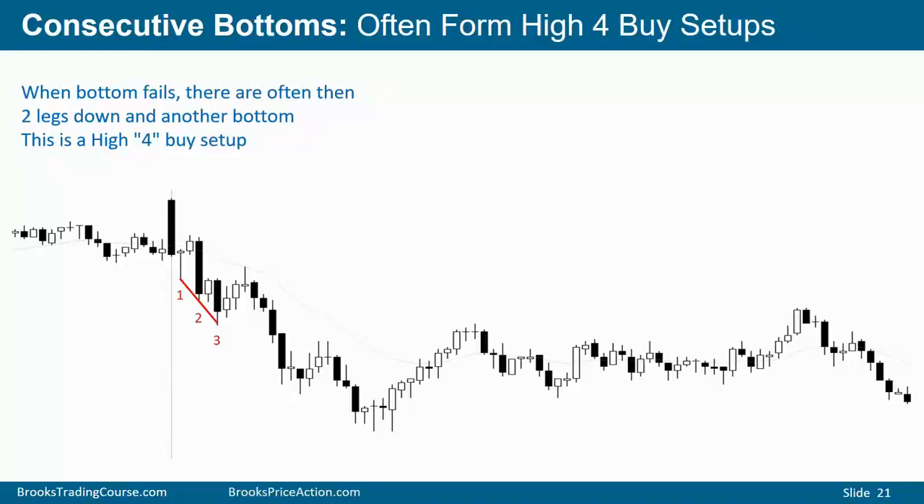I used to refer to this kind of a setup as a high 4, but so much of the time it's really a high 5 or a high 6. Basically, it's a complex consecutive bottom pattern where you get a complex bottom and then a second complex bottom. And it can be a high 4, a high 5, or a high 6. The first bottom was a wedge, and the second bottom is also a wedge. So this is a high 6. If you want, you can call it a variation of a high 4, or you can call it simply consecutive bottoms, which is what I now call it.